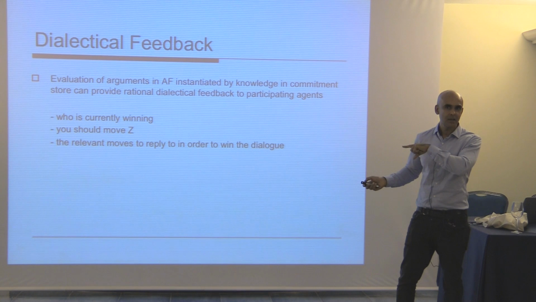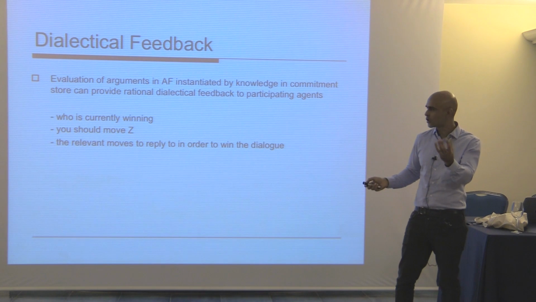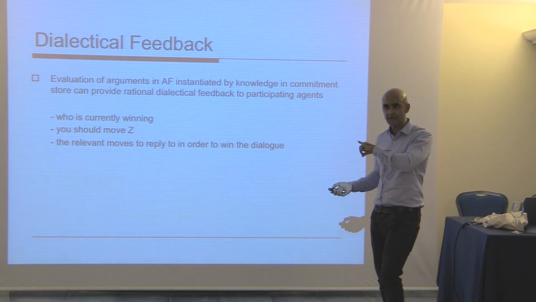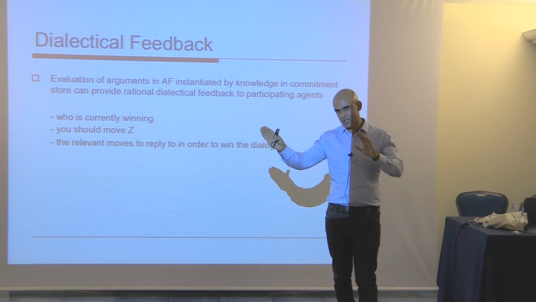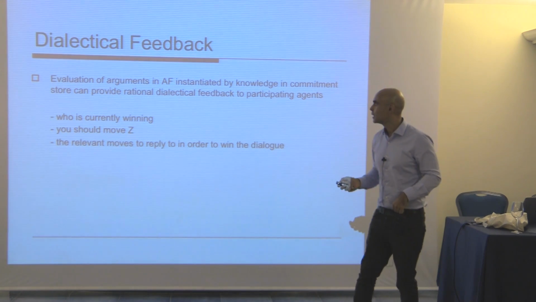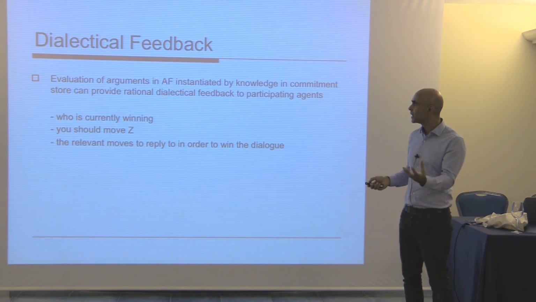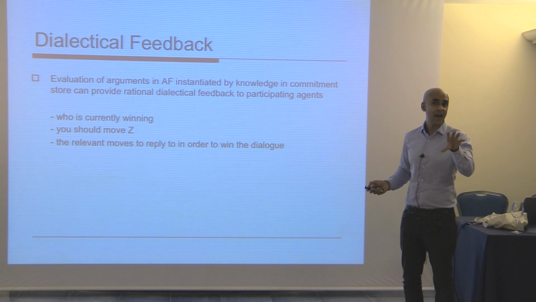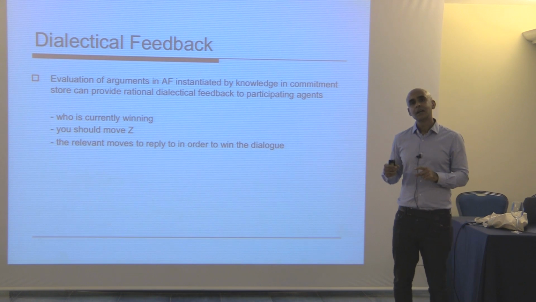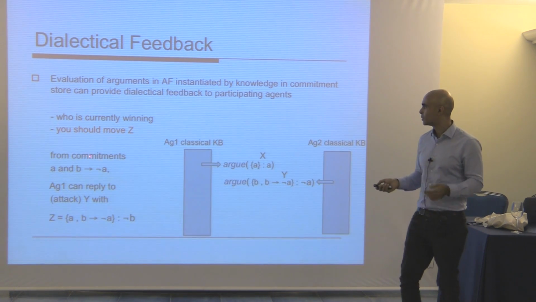As I've already described, the evaluation of the justified arguments will tell you who is currently winning the dialogue. I've given you a few examples of that. The agents can be informed that so-and-so is currently winning. Okay. You can also use the underlying argumentation formalism to suggest moves that you could make. You should move argument Z. Here's a counter-argument that is a valid argument, and you can use it. You'll see why in a second. Also, it can inform you as to what the relevant moves are to reply to. Let's have a couple of examples.